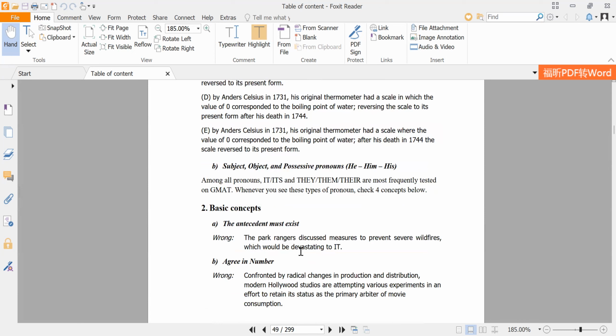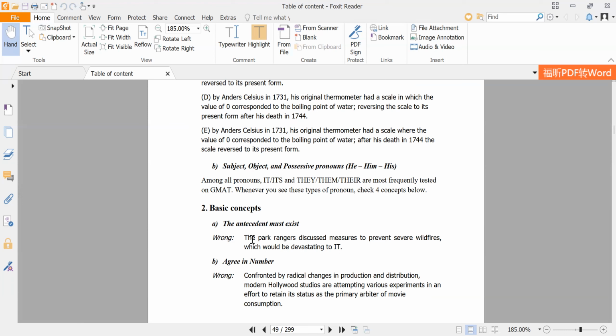Next, we're going to go specifically into the 4 rules that we discussed above about the usage of pronouns on the GMAT. So the first rule is antecedents. The antecedents must exist. So again, what is an antecedent? Pronouns are used to replace certain nouns to avoid repetition. So those nouns that those pronouns are supposed to replace, they are the antecedent.